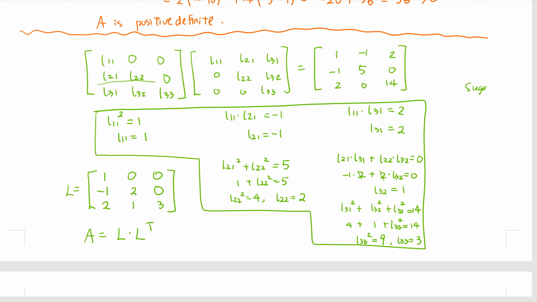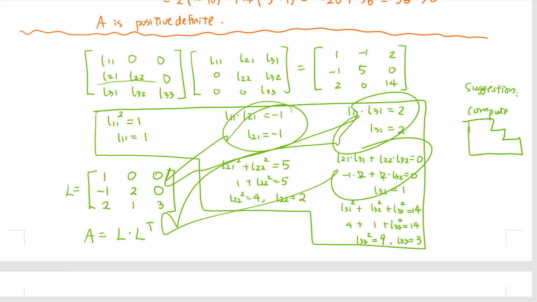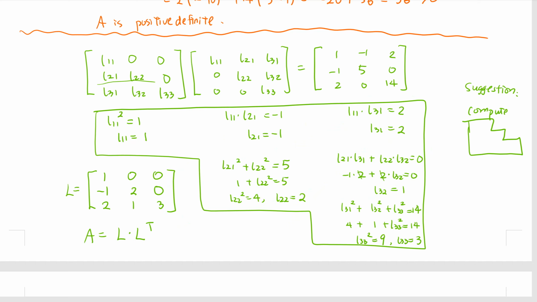But for now, a suggestion: when you compute this entry, and compute this entry, you will get a similar equation. So this one will go here, this one will go here, this one will go there. So it's just the same set of equations, but these match with the spots of the L. So far so good, everybody.